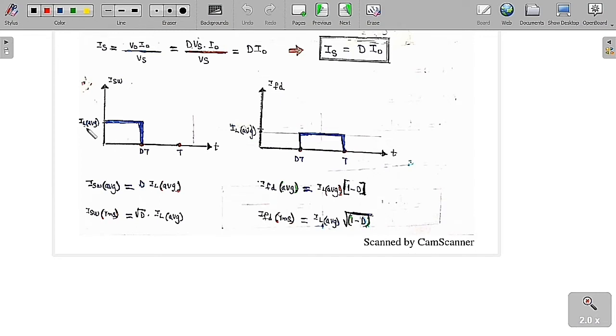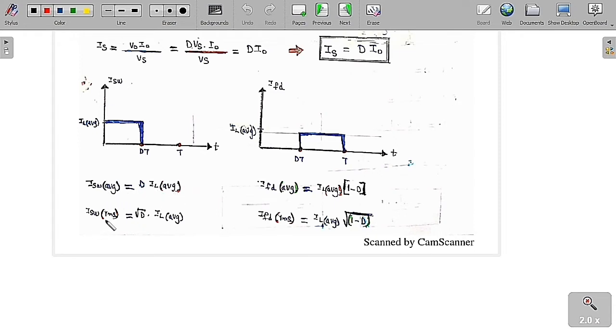So IL average, I am going to assume the average value of the inductor current, is the average value of the source current in this period. Now I want to find the average value of the switch current, which is IL average into dT by capital T. So we get D into IL average.